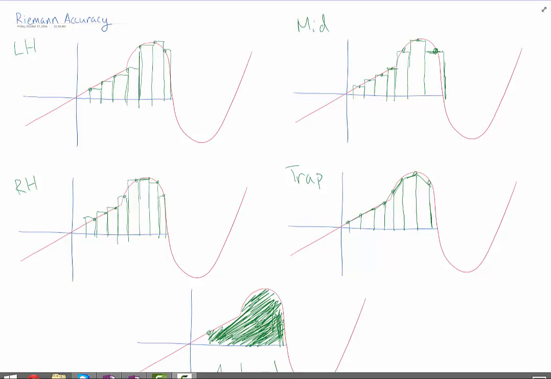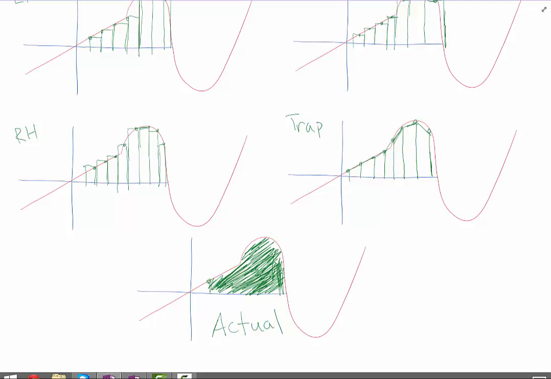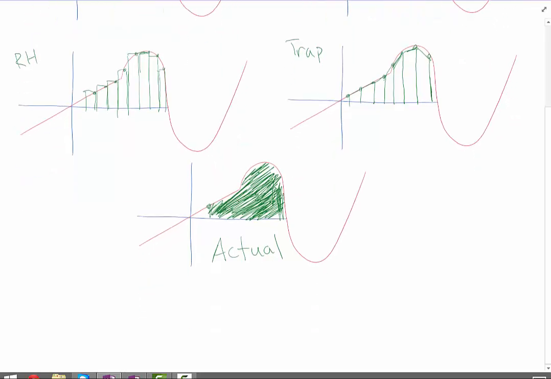All right, so this is going to be notes on just the accuracy of Riemann sums and the actual area under the curve. I have the same graph. The actual area under the curve is this bottom one, where I shaded all of this area in, going from this point A over here to some point B over here. The actual area under the curve is just whatever space is under the curve. That's the area.